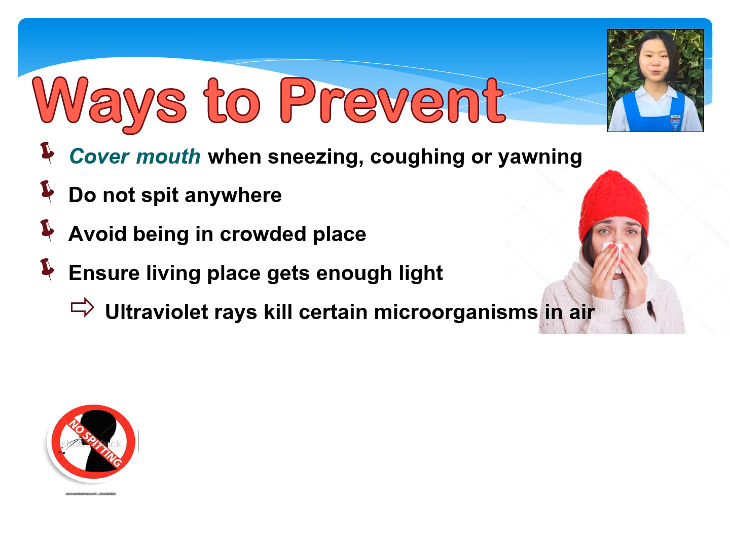So, what should we do to prevent airborne diseases? First, we have to cover our mouth when coughing and not spit anywhere. Besides, we should avoid being in crowded and dirty places because they are good for bacteria spreading. Moreover, we must ensure our living place and room get enough sunlight because sunlight can kill microorganisms and germs in the air.